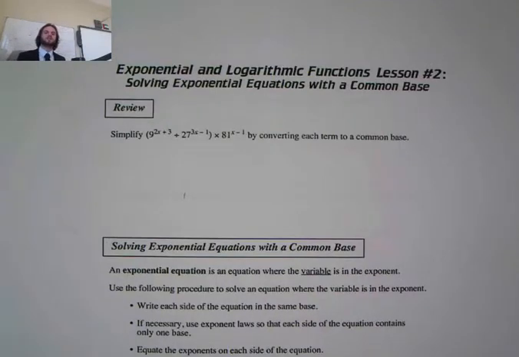Welcome to Lesson 2 of Exponential and Logarithmic Functions. In this lesson, we're going to solve equations with a common base.